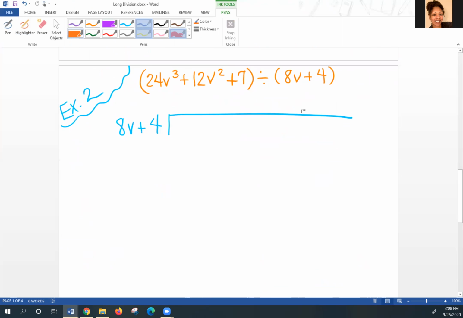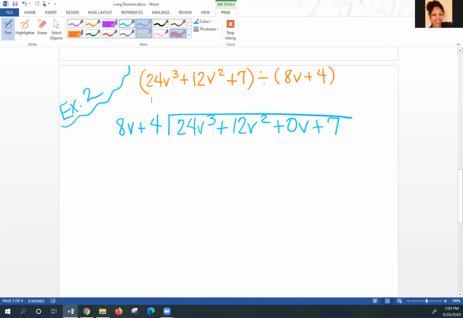This time my leading coefficient is greater than 1. So this is my leading coefficient. And what I want to do is make sure that my dividend is in standard form. So I'm going to take the 24v cubed, and then I'm going to write the next exponent, which is 12v squared. And I notice I'm missing the v. So if I'm missing the variable, I want to just put in a 0 placeholder. So in this case, just positive 0v. And then I can continue, plus 7.